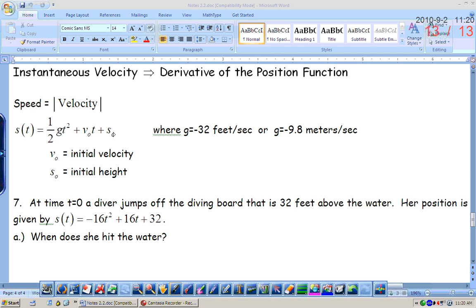V naught is your initial velocity, S naught is your initial height, and whether you're using feet or meters determines this G right here. 98% of the time, I use feet in calculus, and so does the AP exam. I know that's annoying because in physics, you always use meters. So for our purposes, S of t will equal negative 16 t squared plus V naught t plus S naught. And I will give you that formula.